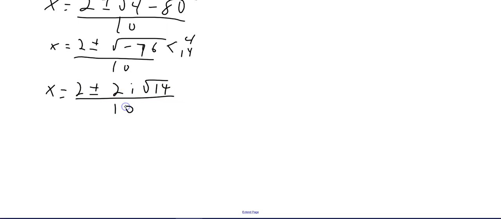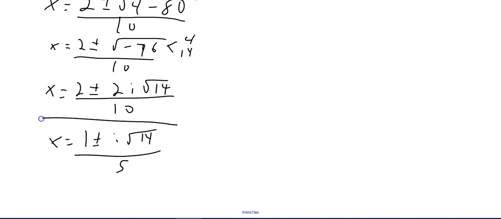All over 10. And since all these numbers, 2, 2, and 10 are even, I can reduce by 2 and get 1 plus or minus. I can put 1i or just I, 14 over 5. Final answer. I'm sorry, it's supposed to be 19. My bad. It's 19 times 4, not 14 times 4.